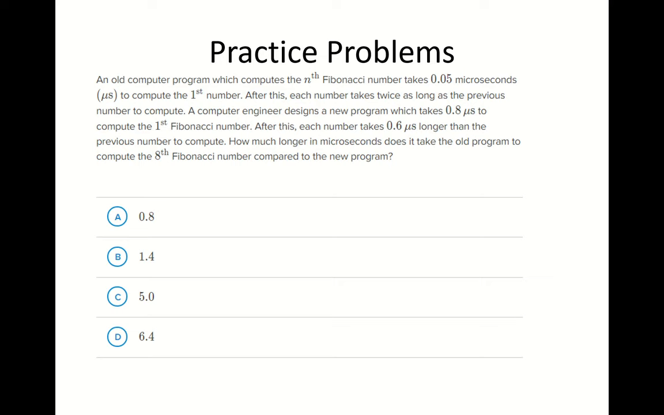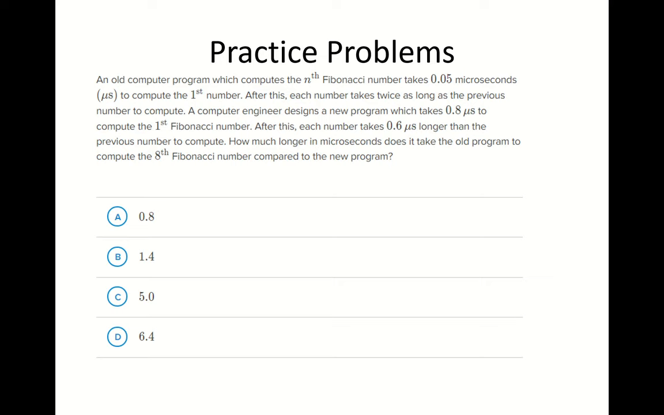Then if you plug in your values, you get that the new program does 5 microseconds, and the old program does 6.4 microseconds. If you plug in 8 to both of these equations, you get those two numbers, and then you have to know that the question is asking for how much longer. So then you would do the 6.4 minus the 5 to get the answer of B.